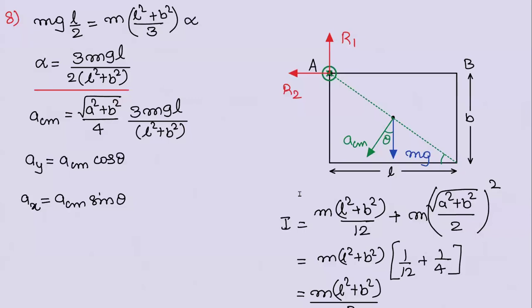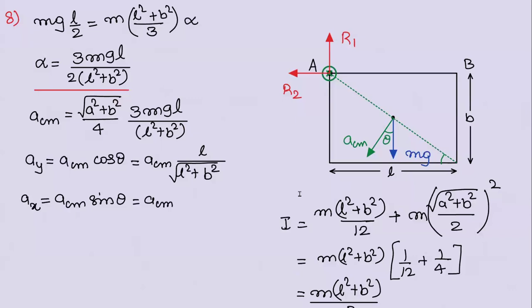What is cos theta? Observe, you have this triangle with you, and this is angle theta, right or wrong? This is angle theta. So what is cos theta? Adjacent side over hypotenuse. So we can write it as ACM into adjacent side L by hypotenuse, which is what? Tell me. Square root of L square plus B square.